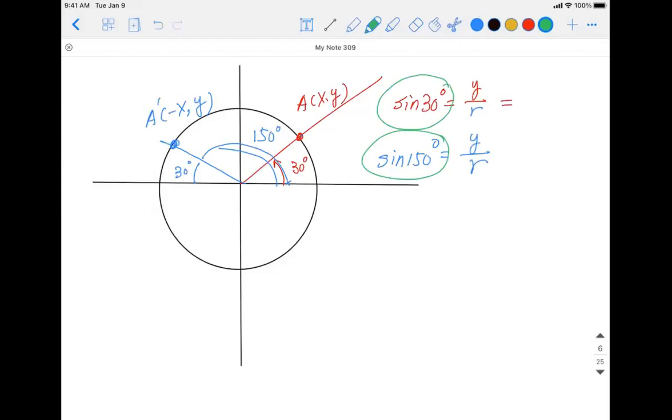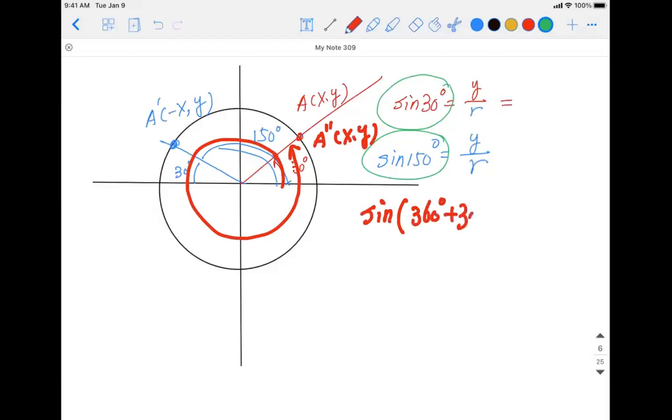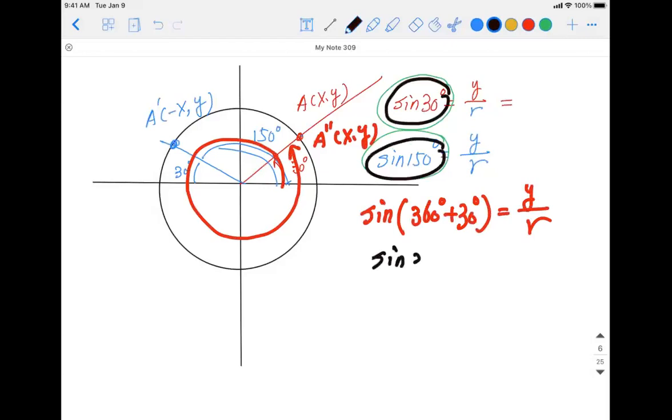Okay, so again, if my angle goes to here, I take 360 degrees and go back to here. So my new point, A double prime, will be superpositioning as the A, right? At the very beginning, A. So you're gonna find sine 360 plus 30 degrees actually also equals y over r. It makes sense, right? You always keep the same point. Okay, so that really gives you an idea. It looks like sine 30 degrees, sine 150 degrees, sine 390 degrees, they basically have the same sinusoidal value, right? We just use sine as an example. Cosine, tangent, everything is different, but let's just use the sine.